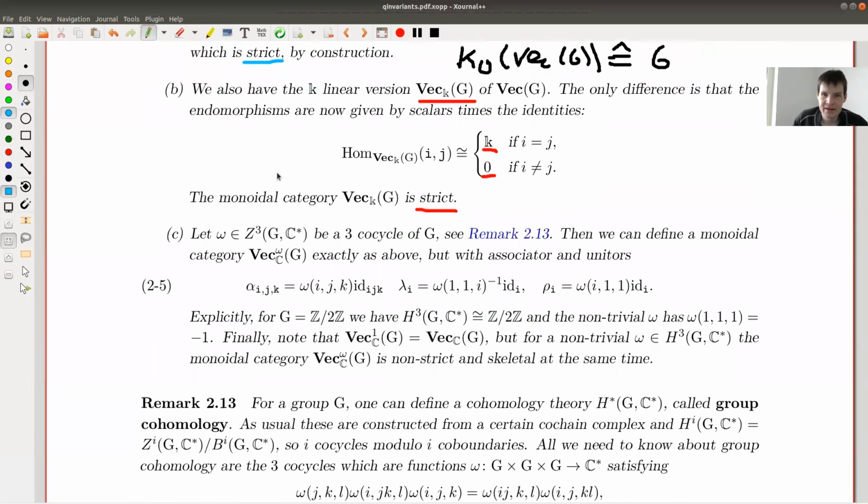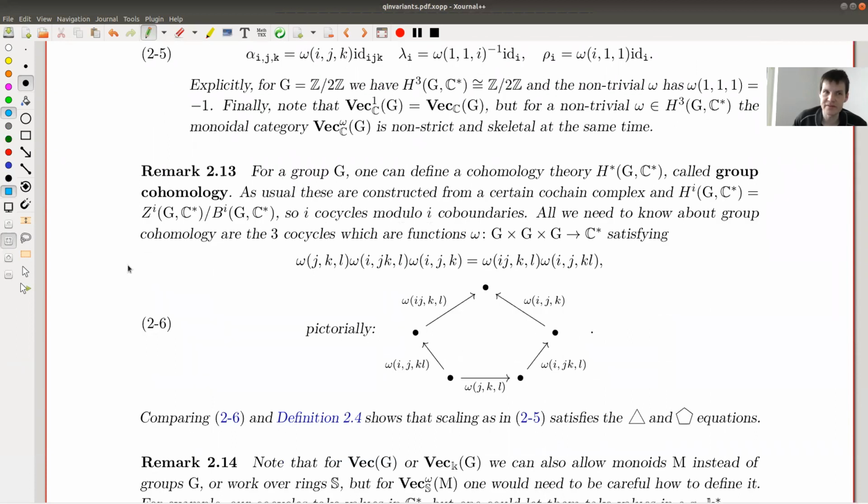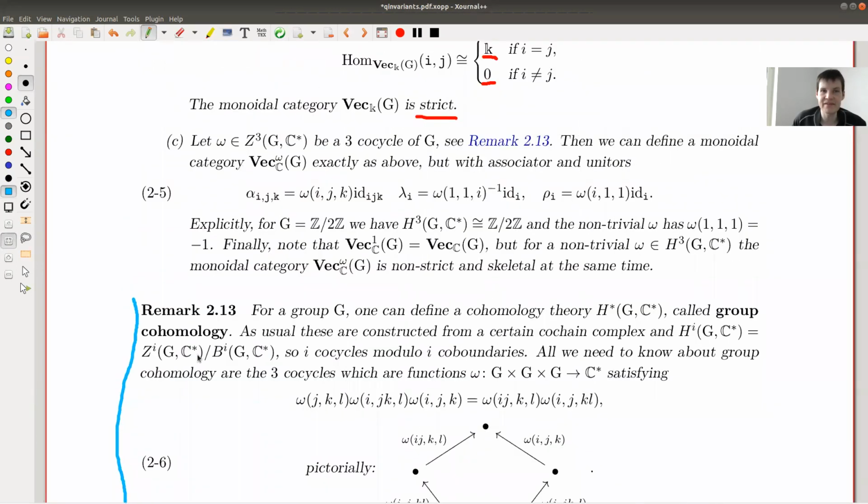It gets a bit trickier. You can beef it up a little bit. I don't want to go too much into details. I want you to read it. There's this remark. There's a classical notion called group cohomology, and you can twist the multiplication structure by a 3-cocycle of G. The only thing you need to know is there's a combinatorial or numerical datum, and you can throw in some signs if you want.